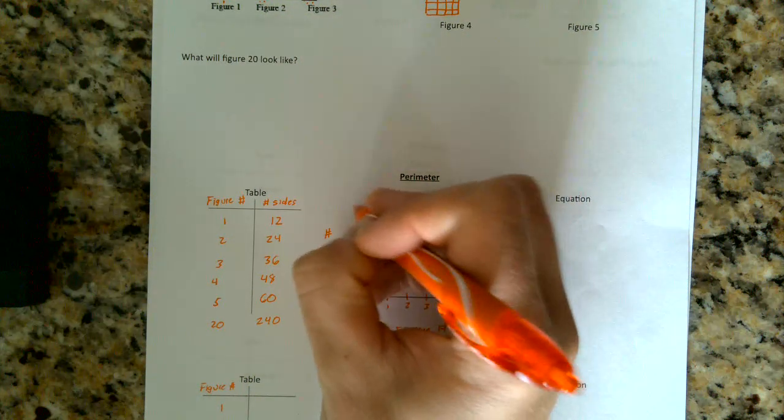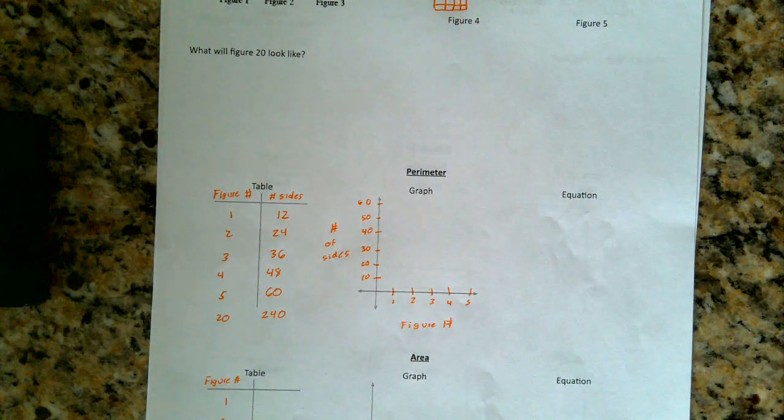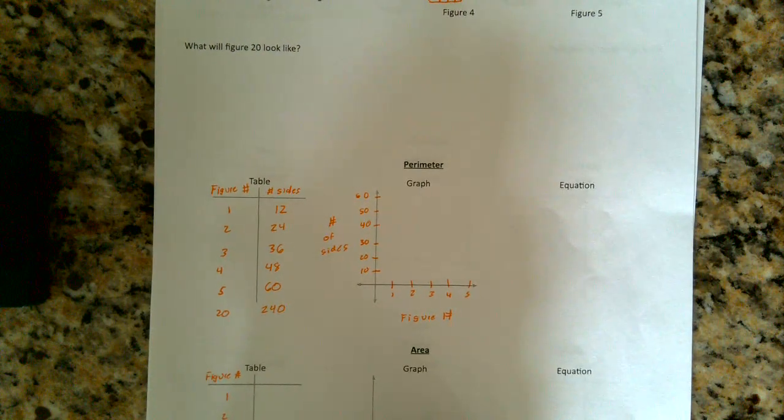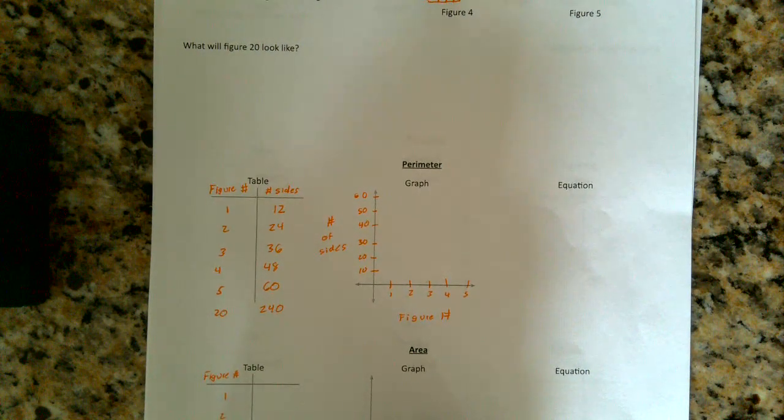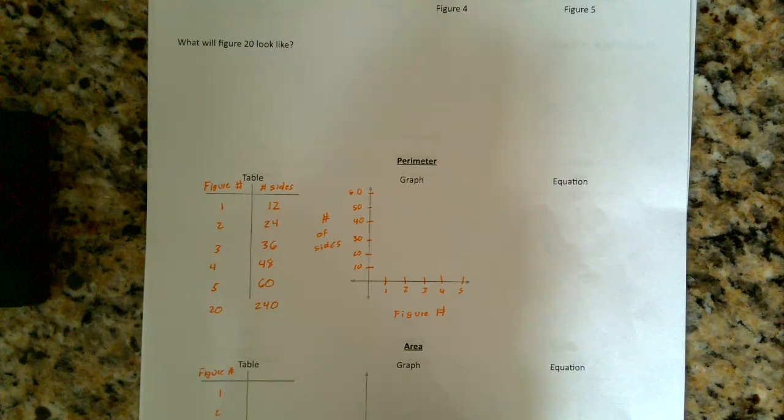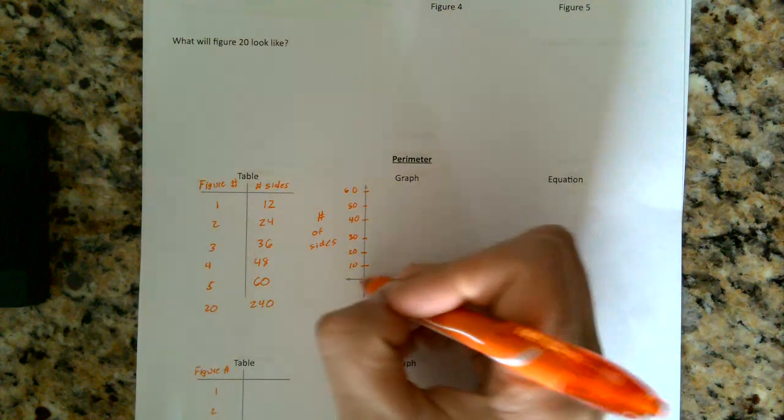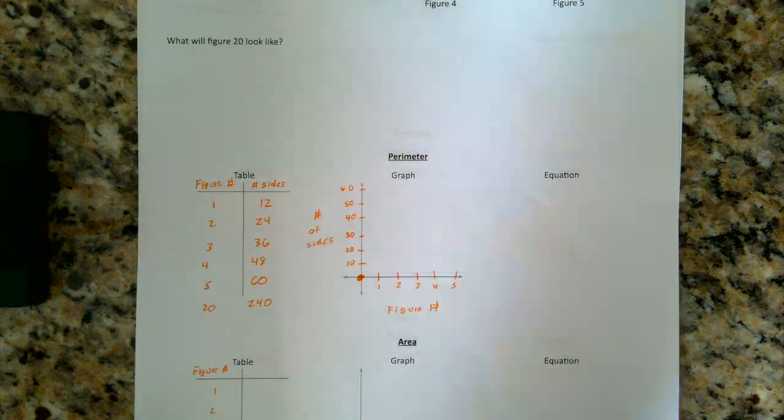Again, folks, this is very rough, so just keep that in mind. It does not need to be perfect. If you need lines, I have graph paper up in front of the room. With that in mind, at 0, 0, obviously, figure number, you're going to have none.